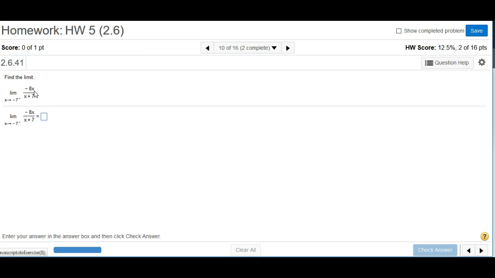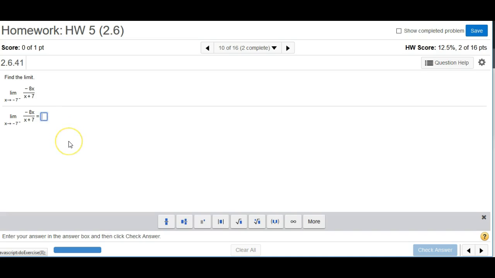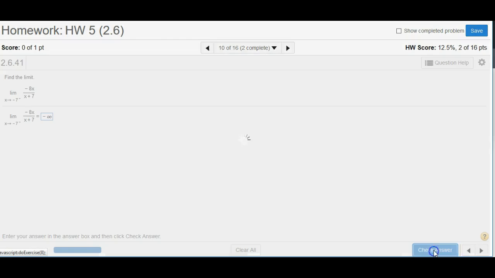So 56 divided by a tiny negative number, that gets closer and closer to negative infinity, right? Positive 56 divided by a tiny negative number gets closer and closer to negative infinity. So this limit will be negative infinity. So plug that in. There you go. Let's check our answer. So there, okay? So that's what we're looking at for that one.